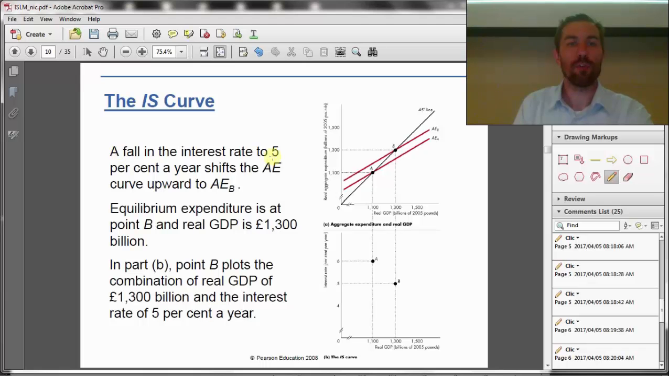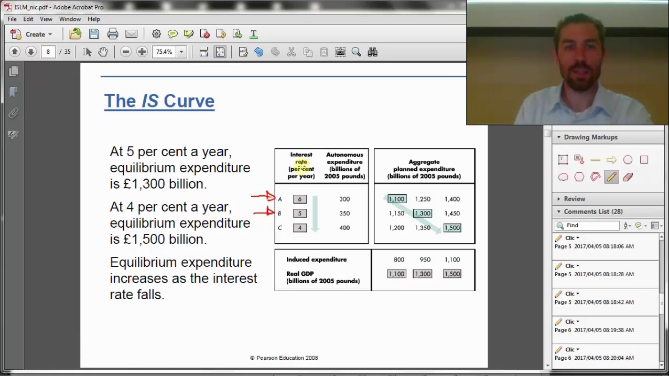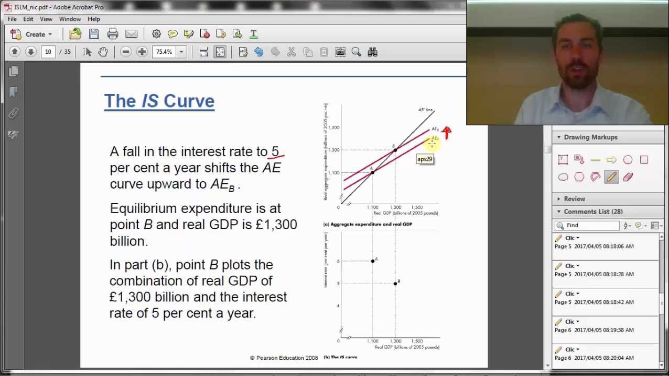As the interest rate falls to 5%, aggregate expenditure shifts upwards from AE_A to AE_B. Okay? So we now move to point B. As the interest rate decreases, autonomous aggregate expenditure increases. In other words, our aggregate expenditure curve shifts upwards and our equilibrium value increases. So here's our aggregate expenditure curve. It shifts upwards and our equilibrium value increases from point A to point B. Equilibrium expenditure is now at point B and real GDP is 1,300.